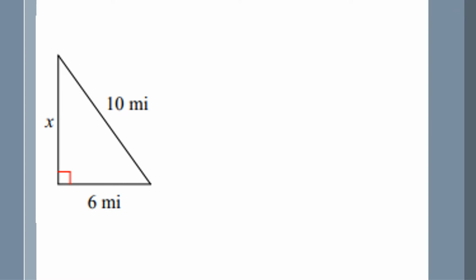What is this one? This one is cosine because it's the adjacent, which is 6, over the hypotenuse, which is 10.